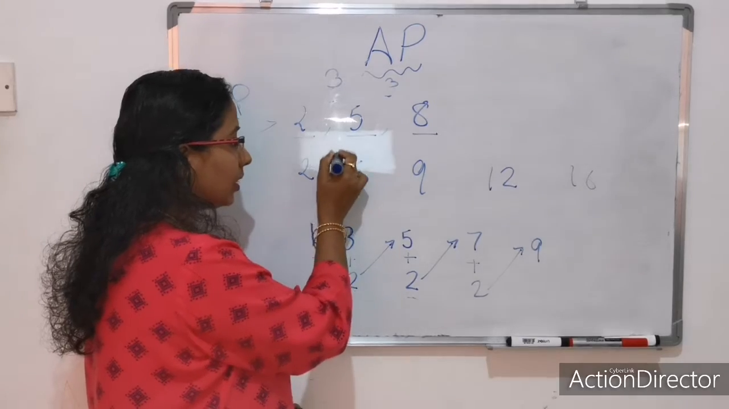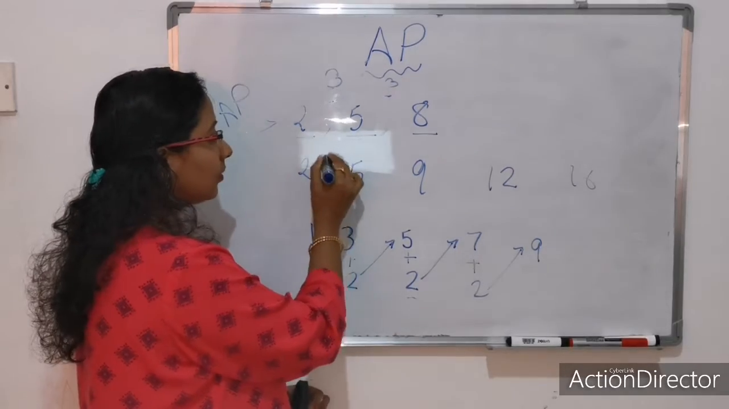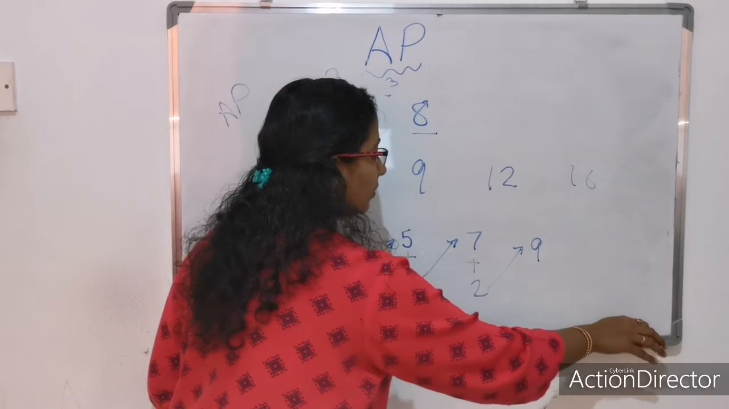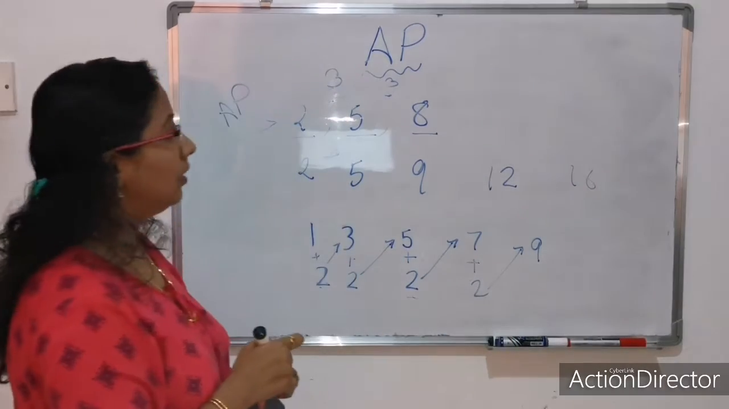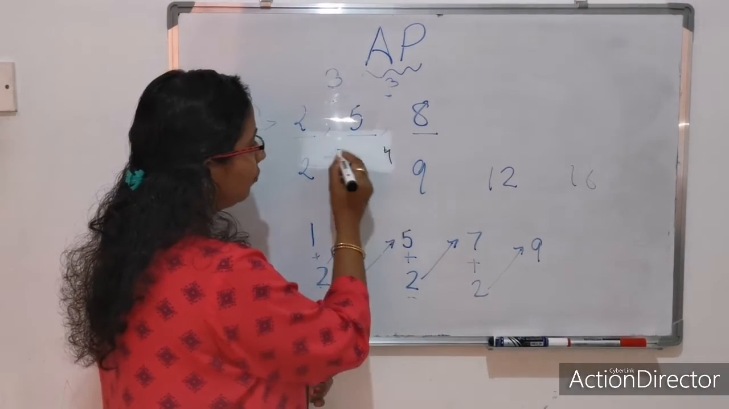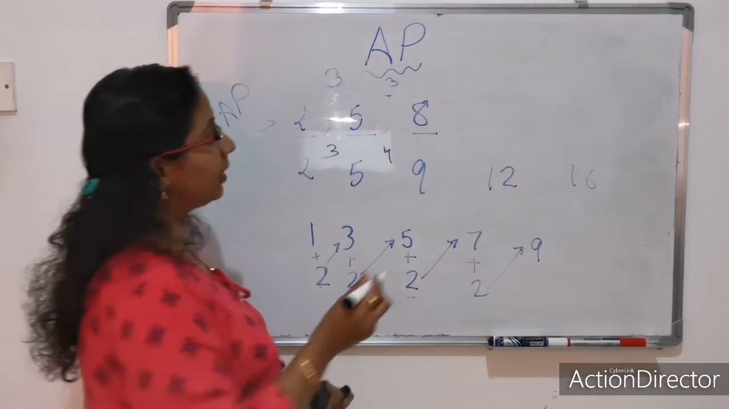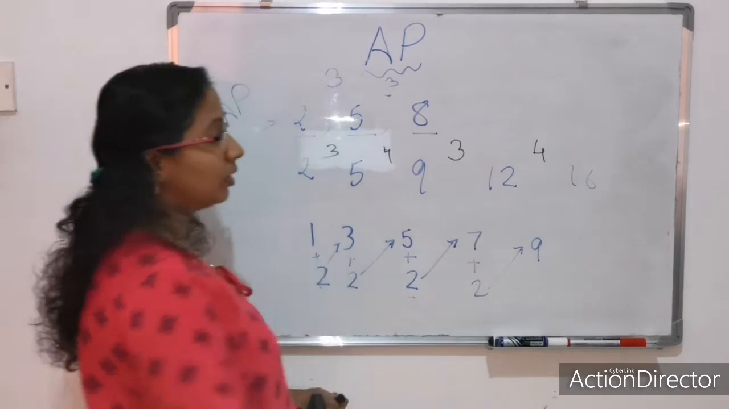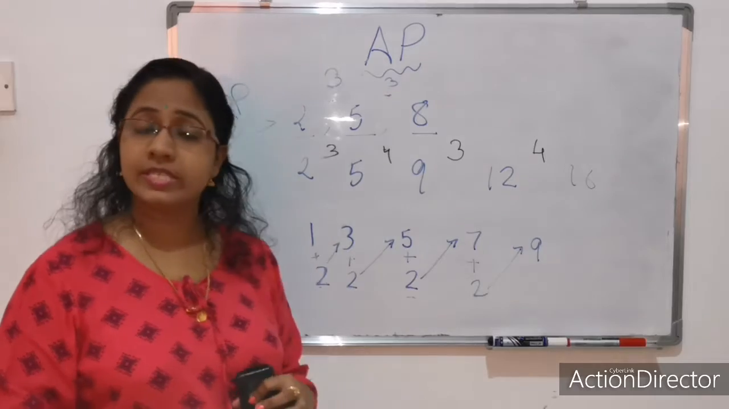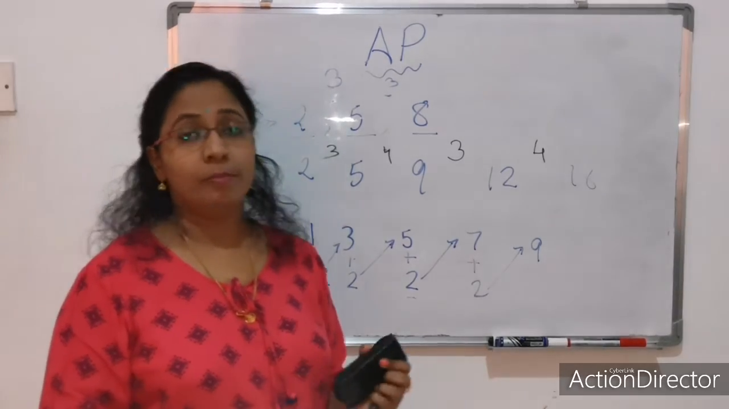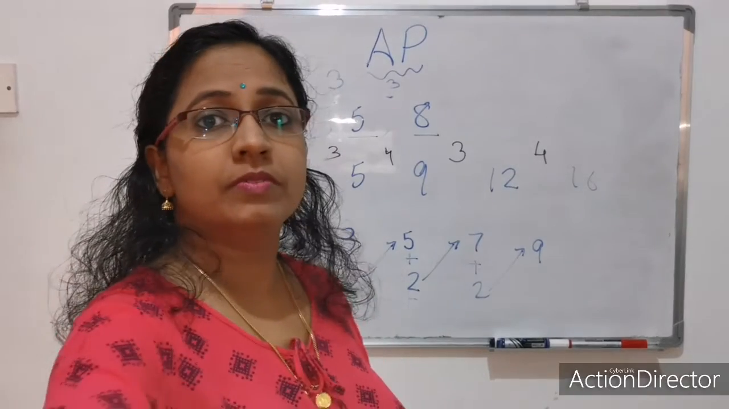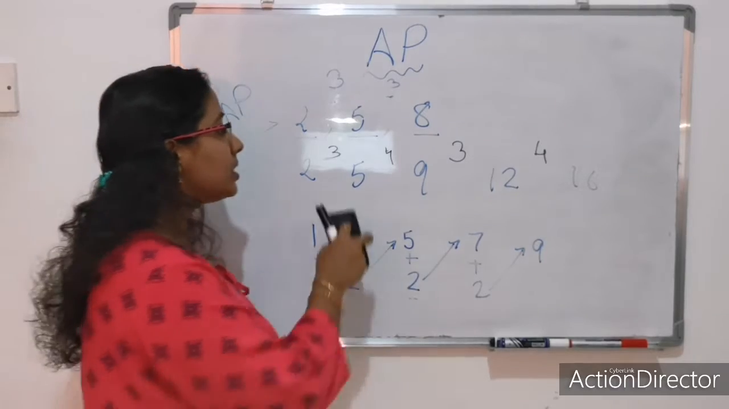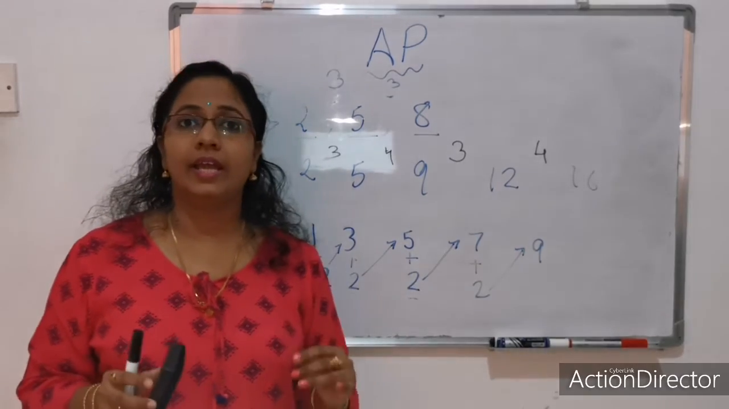What is 5 minus 2? 3 again. Then what is 9 minus 5? 9 minus 5 comes as 4, right? What is 12 minus 9? 3. 16 minus 12? 4. So, is this sequence an AP? No, because the terms have different gaps. So this is a normal sequence. It is not an AP.